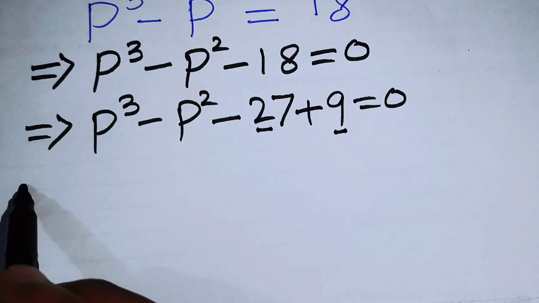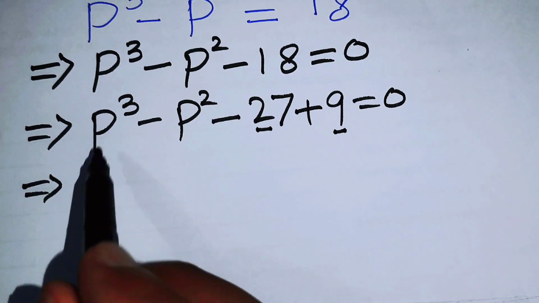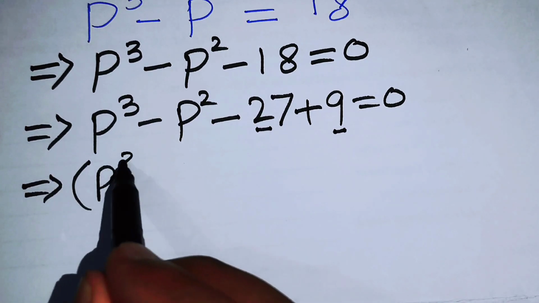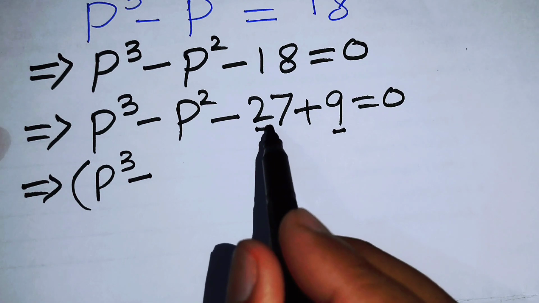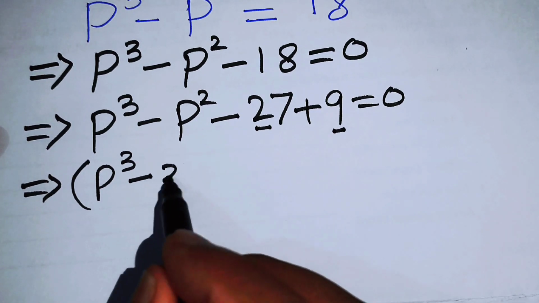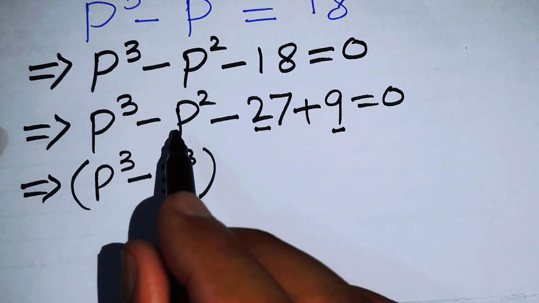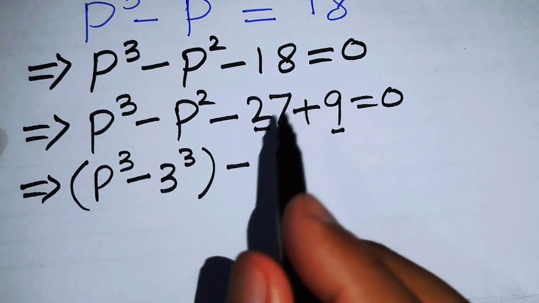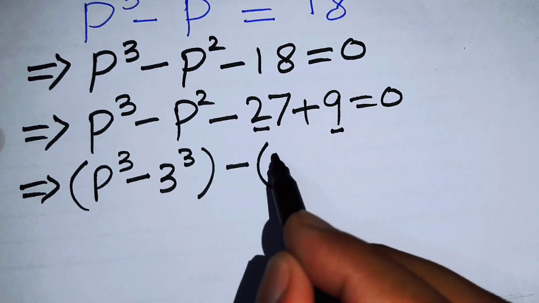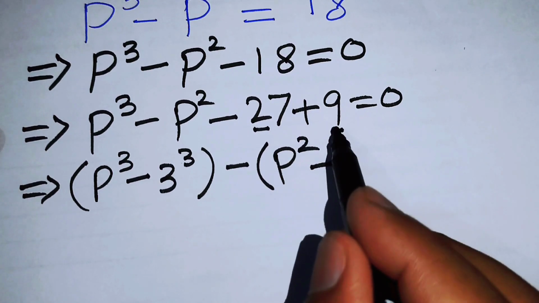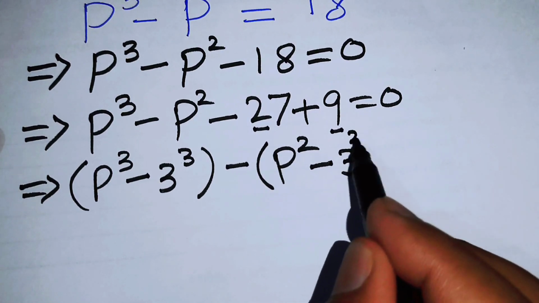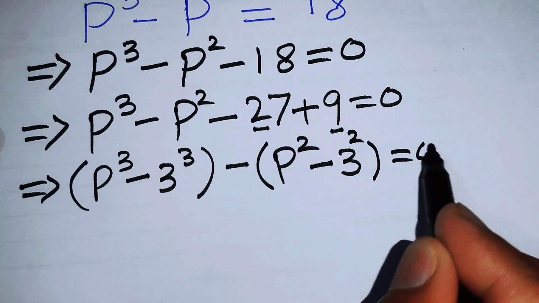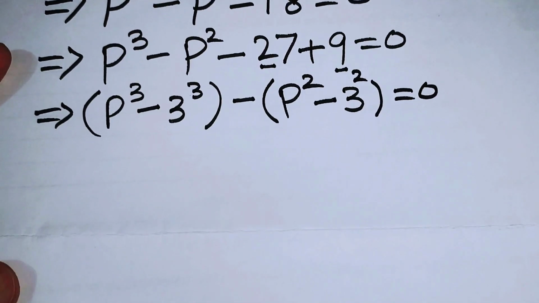So I will make the pair of cubic terms, and the cubic terms are p cube minus 27, and we will write this 27 as 3 cube. And here you have minus p square and plus 9, we will take common minus sign and we get here p square minus, here you have 9 and we will write it as 3 square is equal to 0.